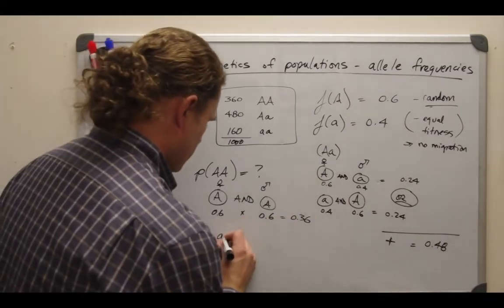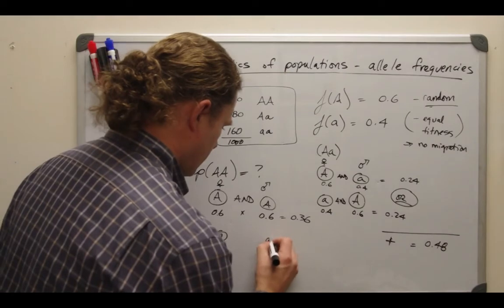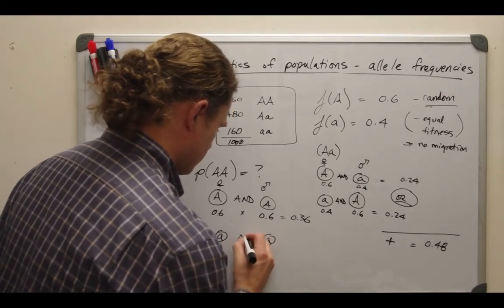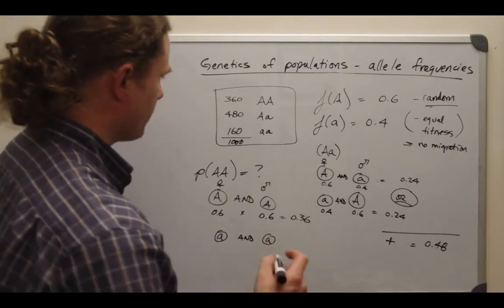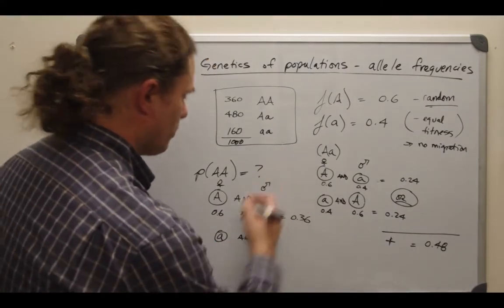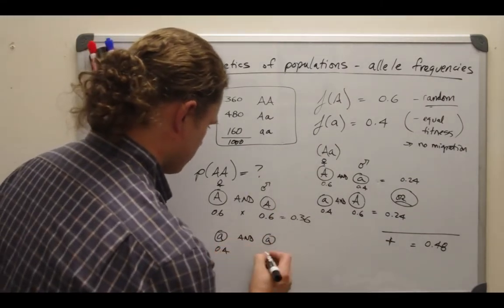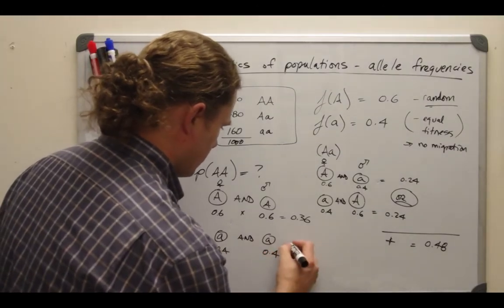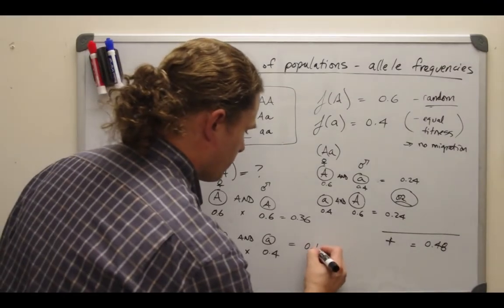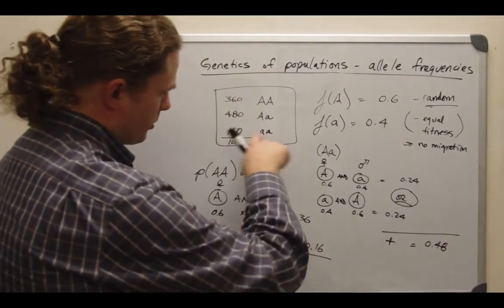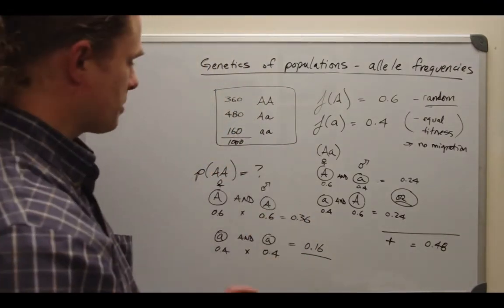The last one to do is the little a little a category. Again, we need a little a from mom and a little a from dad. There's no other way to make that category. And we know that it's 0.4 for each. And the product of 0.4 times 0.4 is equal to 0.16, which again is what we observe in this population.